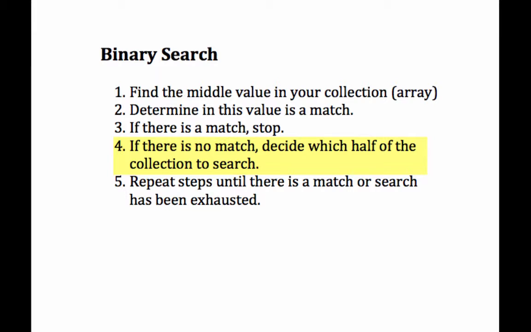So once we pick one of those halves, we repeat the process. In other words, we take that half, we find the middle of that half, we compare the middle element with the value that we're looking for. If there is a match, we stop. If there is no match, now we need to decide which half of that half, which means a quarter. So every time we're shrinking the space by 2. So this is how the code works.